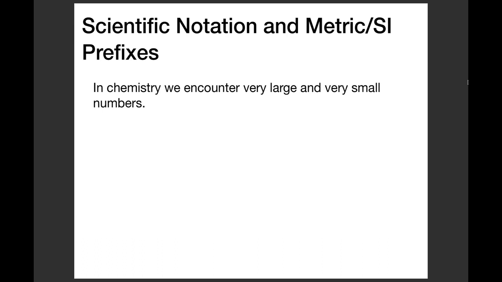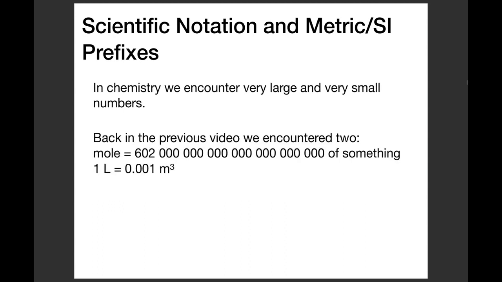In the sciences in general, and chemistry in particular, it is not uncommon to work with very large and very small numbers. In the previous video, we encountered two such values. One was the mole, which we defined as 602 billion trillion. The other was the liter, which we defined as 1/100th of a cubic meter.